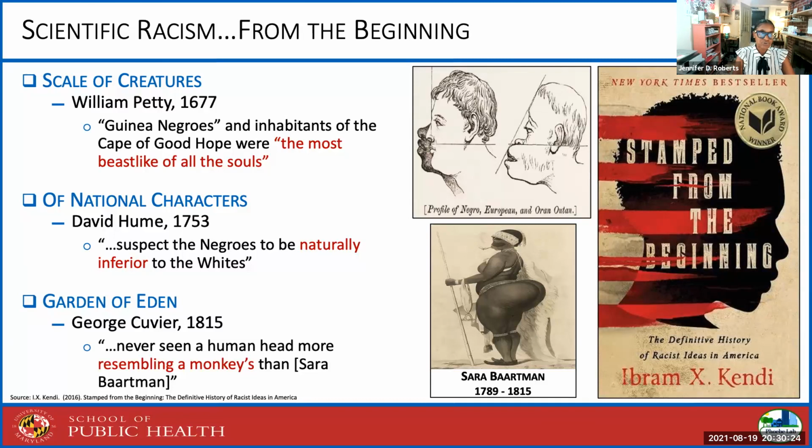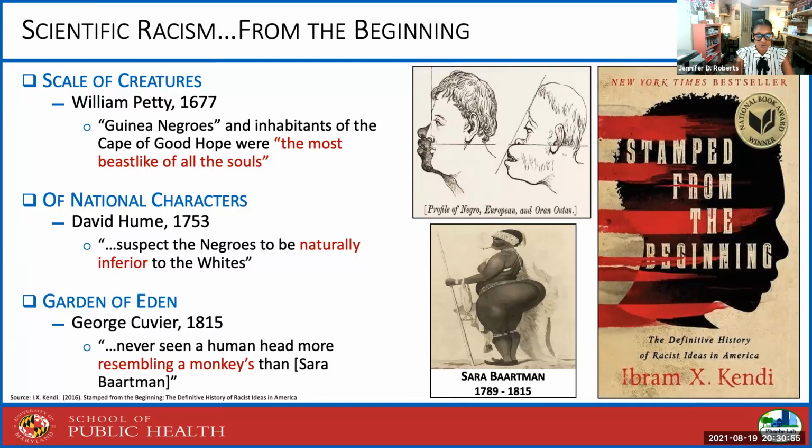Next, we have David Hume. He was a Scottish philosopher and a social theorist who influenced the development of skepticism as well as the experimental science of human nature. He's notorious for dividing the human species into two in his Of National Characters essay. And he stated that, quote, "I am apt to suspect the Negroes to be naturally inferior to the whites. There never was a civilized nation of any other complexion than white," unquote.